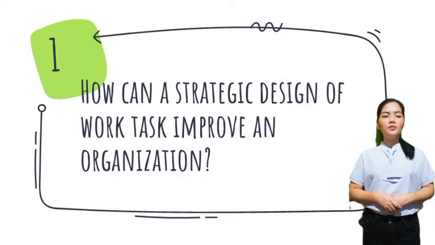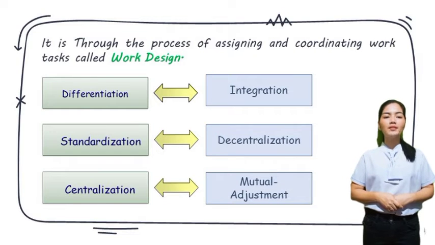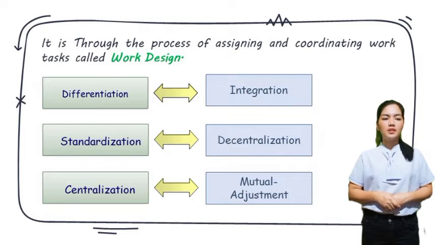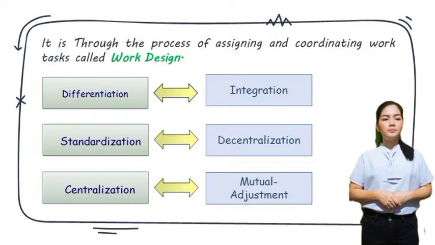How can a strategic design of work tasks improve an organization? It is through the process of assigning and coordinating work tasks called work design, and if the methods used for assigning and coordinating tasks are aligned with the overall HR strategy. So take a look at the diagram. Differentiation and integration. Standardization and decentralization, centralization, and mutual adjustment.